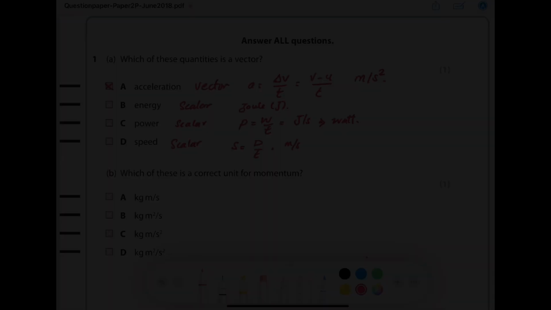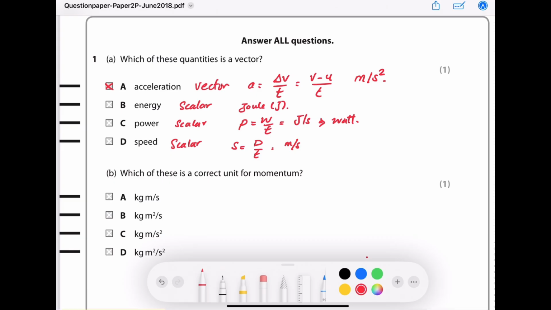You get 1 mark. Question B, which of these is a correct unit for momentum? Momentum is simply P equals mass times velocity. So if the mass is measured in kilogram and the velocity in meter per second, the correct answer is A, kilogram meter per second.